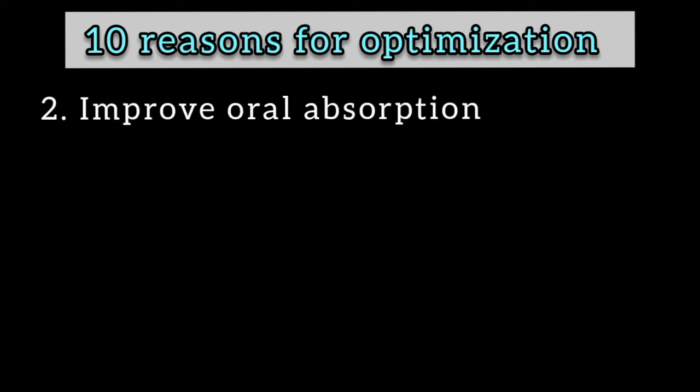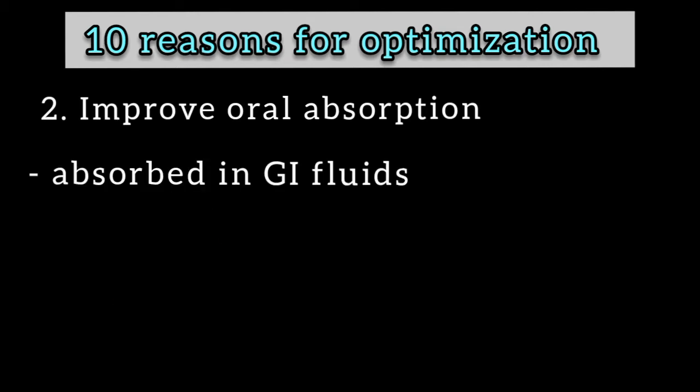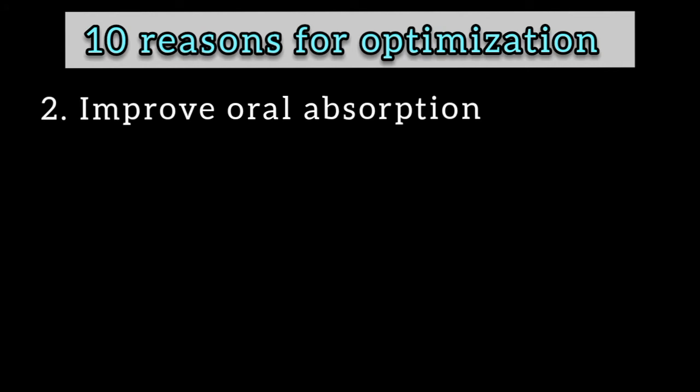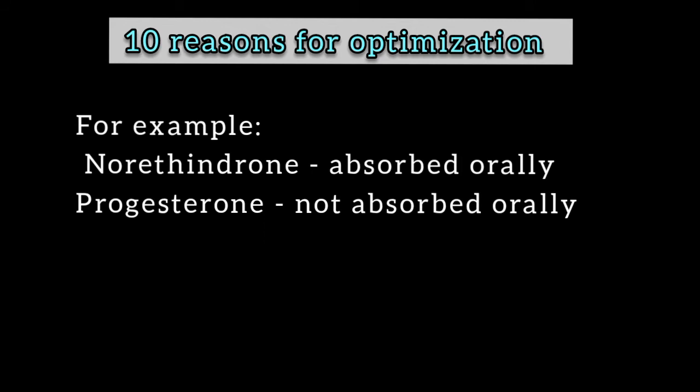Another reason why you want to optimize the lead molecule is to improve the oral absorption of the molecule, which means to make it more easily absorbed in the gastrointestinal fluids. This may be because the target site may be in the area of the GIT or somewhere along that area, and so it's important that it should be able to be orally absorbed. Now we're going to look at an example. For example, norethindrone and progesterone. These are contraceptives and they are hormones. Norethindrone is absorbed orally and progesterone is not absorbed orally.